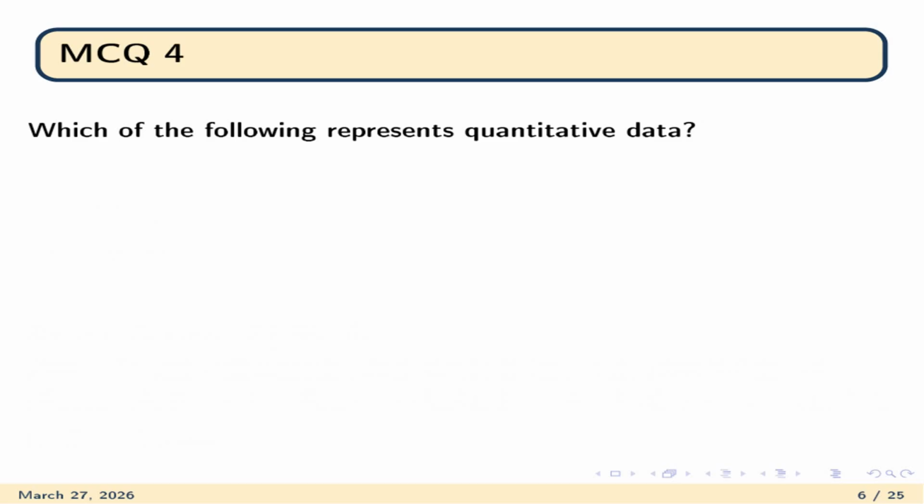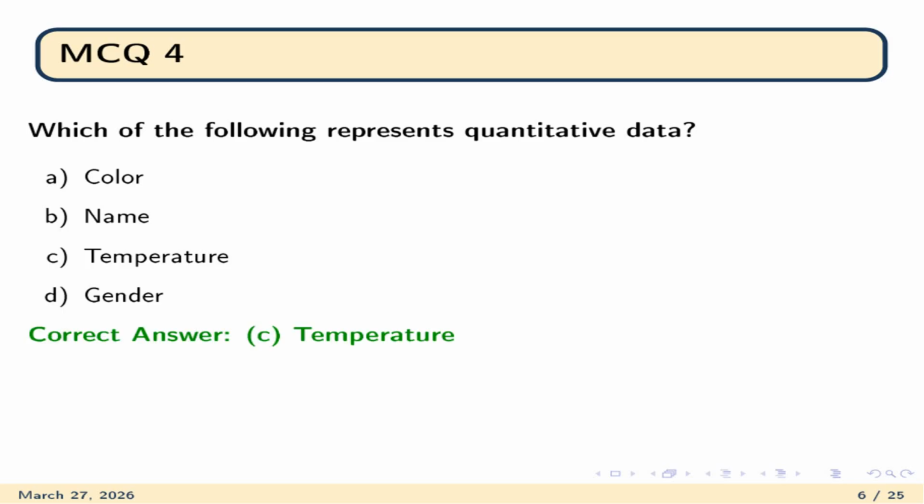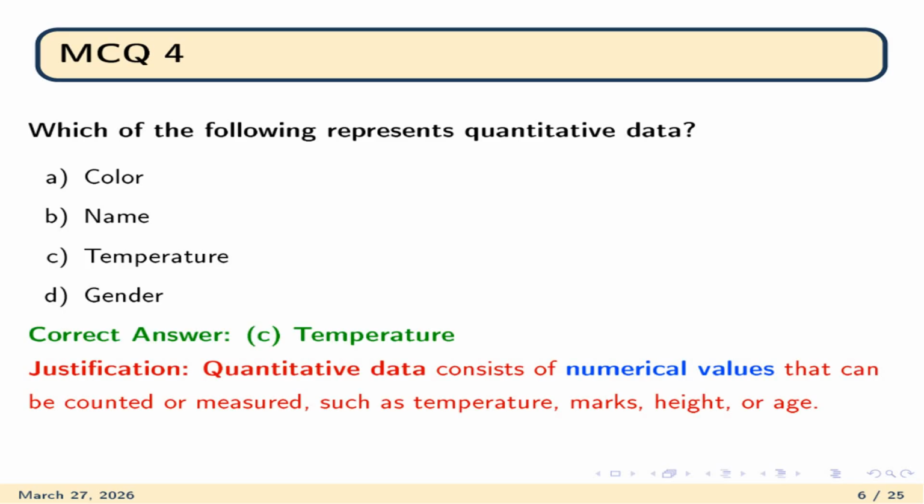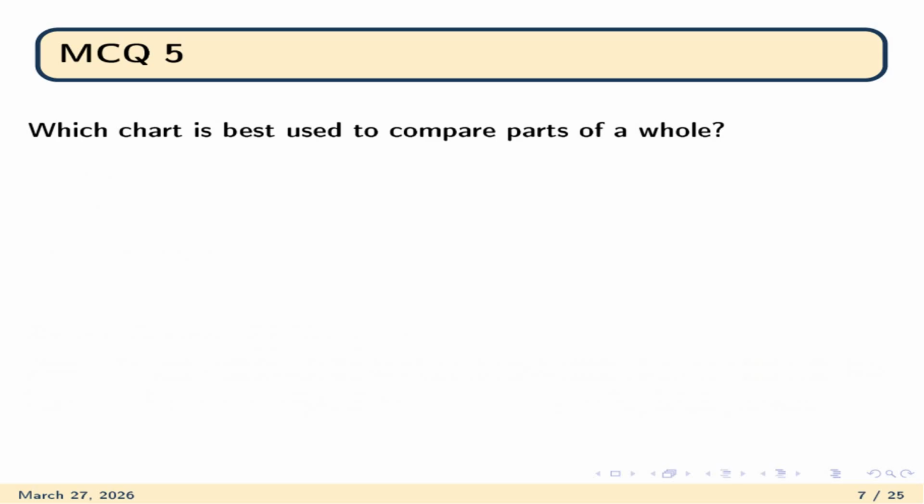Which of the following represents quantitative data? Color, name, temperature, gender. The correct option is temperature because quantitative data consists of numerical values that can be counted or measured, such as temperature, marks, height, or age.